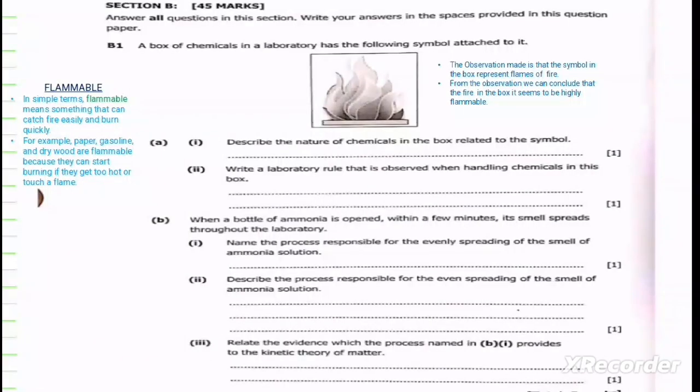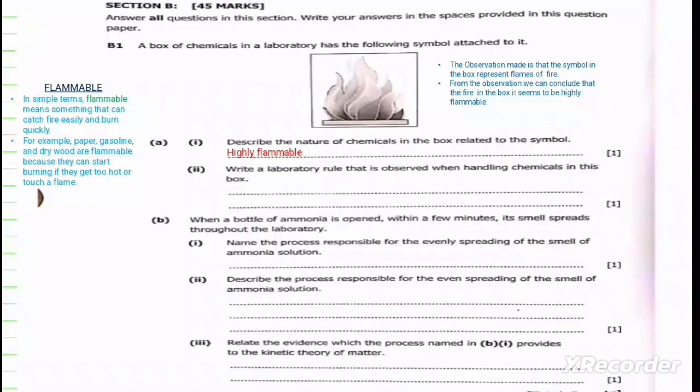Question B1A, Roman numeral 1. Describe the nature of chemicals in the box related to the symbol. So we have already said that the nature of the chemicals in the box related to the symbol appears to be highly flammable. Question 1A, Roman numeral 2.